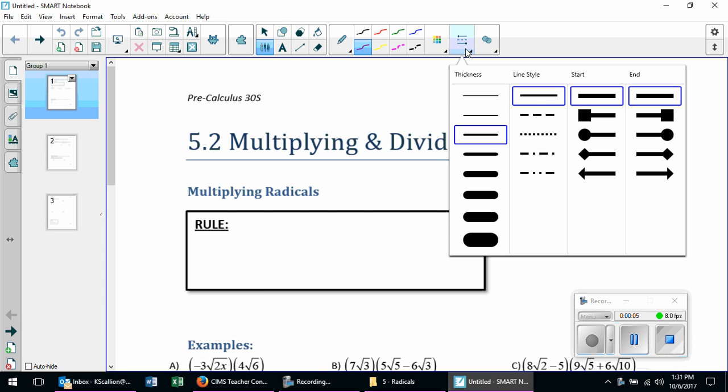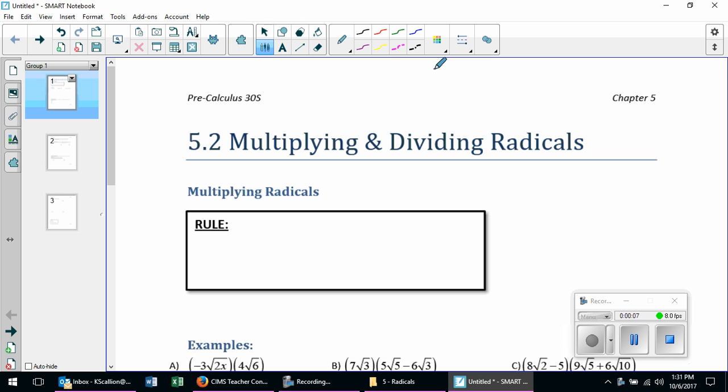This is easier. Does that help? No. Okay. So the rule is you multiply the coefficients. See if I can spell coefficients today. So you multiply the coefficients and then multiply what's under the root sign. You don't combine them.